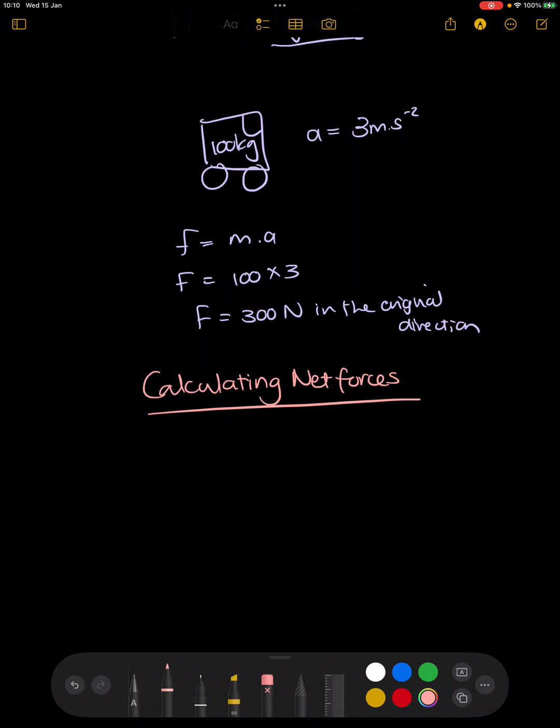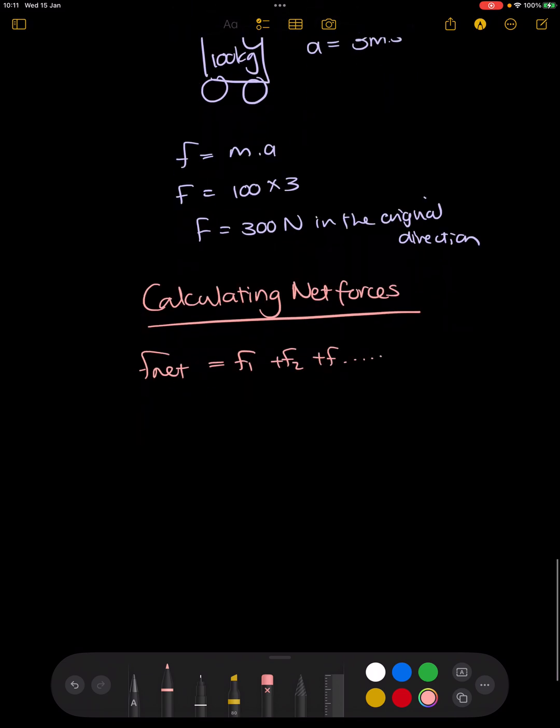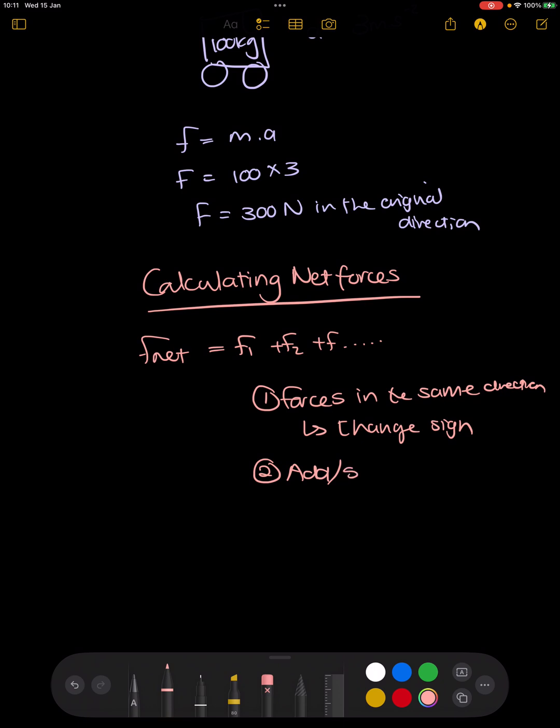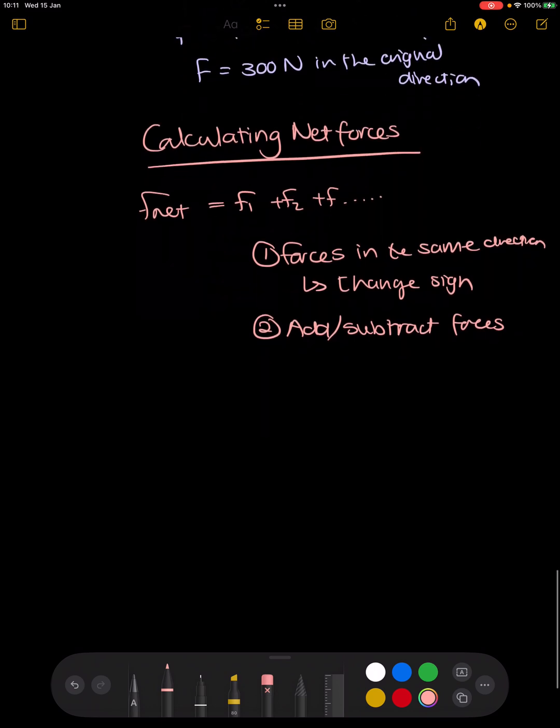Then let's go have a look at calculating net forces. To calculate the net force, we're going to say F net is equal to force 1 plus force 2 plus force 3, however many forces there are. What is important is, number one, that my forces must be in the same direction, and if they are not, we have to change the sign. And also, I can only add or subtract forces that are on the same plane.